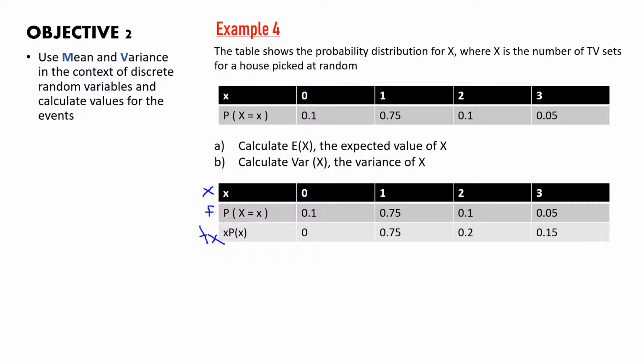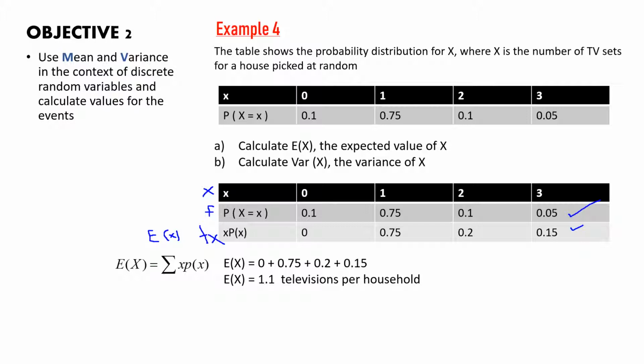So 0 times 0.1, 1 times 0.75, 2 times 0.1, 3 times 0.05, and we will get this. If we were to do the sum of fx divided by the sum of f, we'd add all these together and divide one by the other. But because in probability this middle one is always equal to 1, all we need to do for the expected value is add all these numbers together. So we add 0.75, 0.2, and 0.15. And if I do that, I get that the expected value is 1.1.